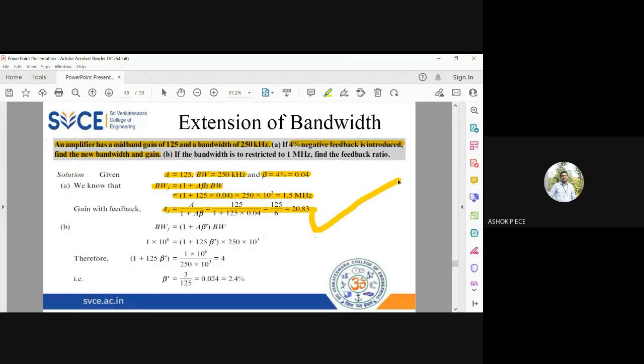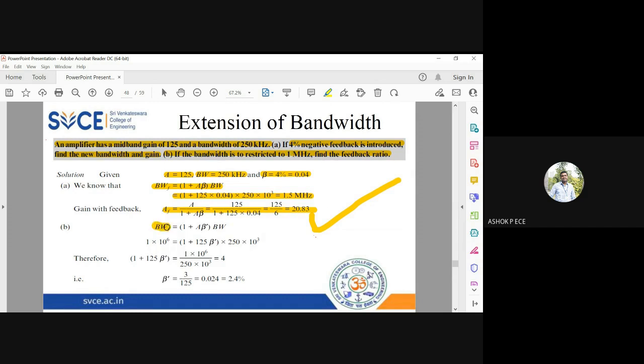Is it clear? So this is the effect of feedback on bandwidth. You can clearly see how the bandwidth is enormously increasing from 250K to 1.5 M, and gain is reducing from 125 to 20.83. Next question: if the bandwidth is 1 megahertz, find the feedback ratio. The reverse. They are saying the new bandwidth is 1 megahertz, find the beta. So they're asking what value of beta can provide a bandwidth of 1 megahertz.